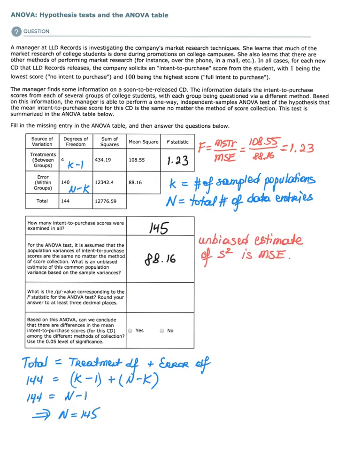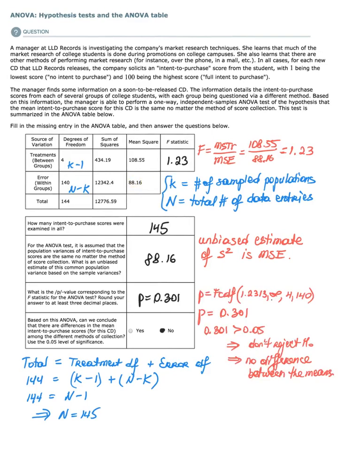Second part of the question. For the ANOVA test, it is assumed that the population variances of intent to purchase scores are the same no matter the method of score collection. What is an unbiased estimate of this common population variance based on the sample variances? According to the explanations you will read in ALEKS, the unbiased estimate of a variance is represented by MSE, error mean square, which is 88.16. So simply choose this value to answer that question.